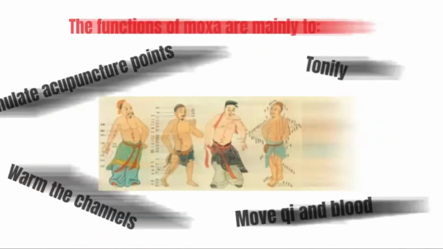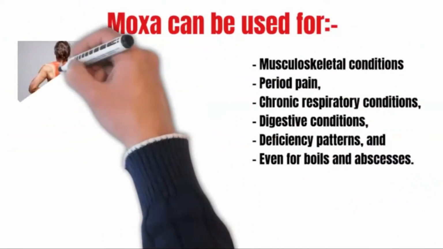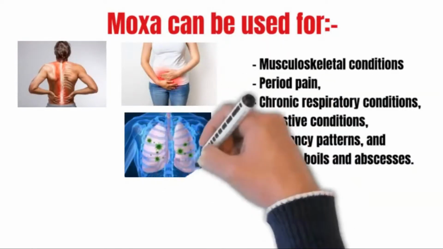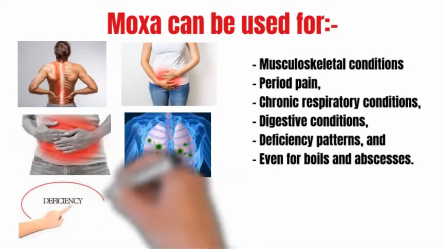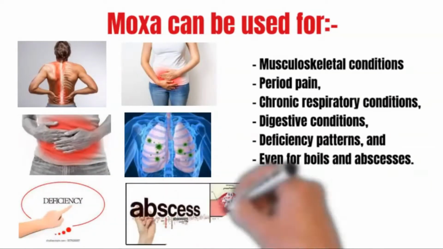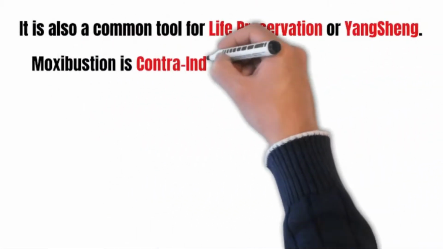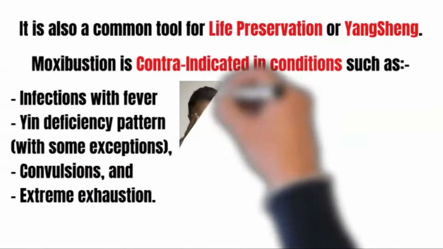to tonify. Moxa can be used for musculoskeletal conditions, period pain, chronic respiratory conditions, digestive conditions, and all kinds of deficiency patterns, and even can be used for boils and abscesses. It is also quite common to use Moxibustion for life preservation or yangsheng.